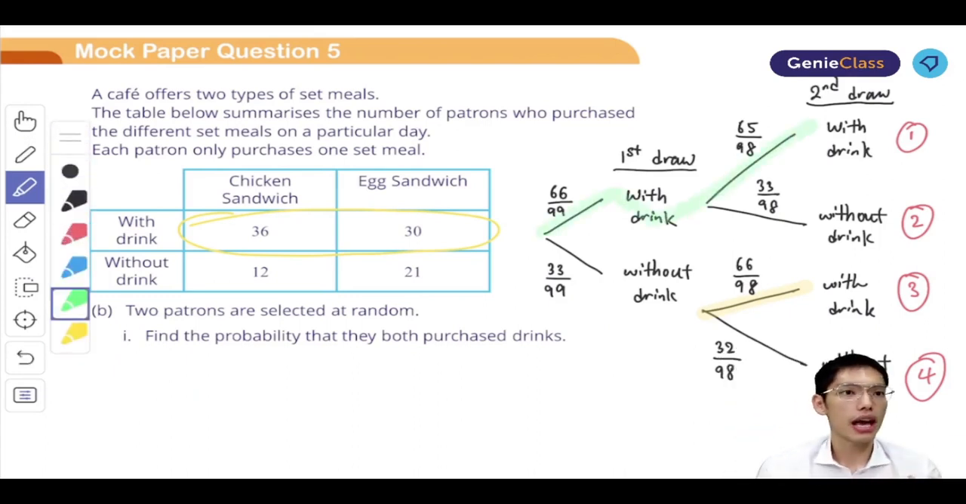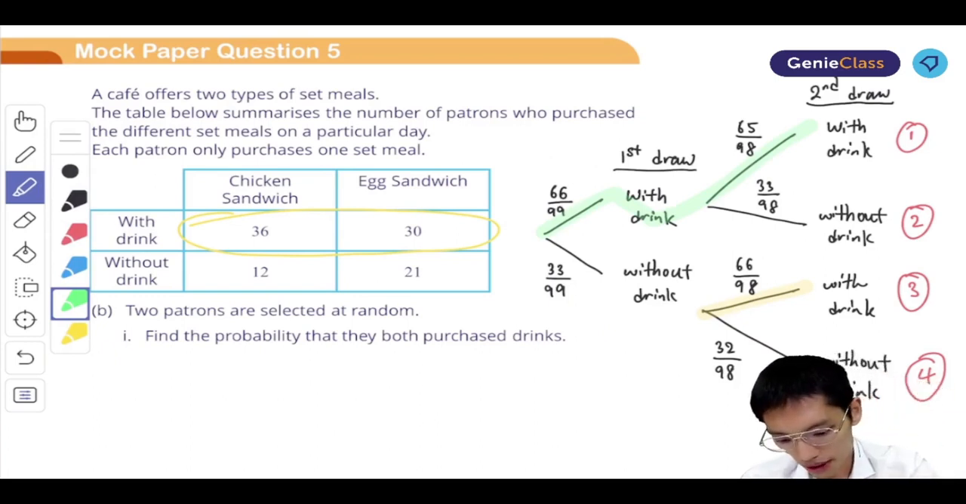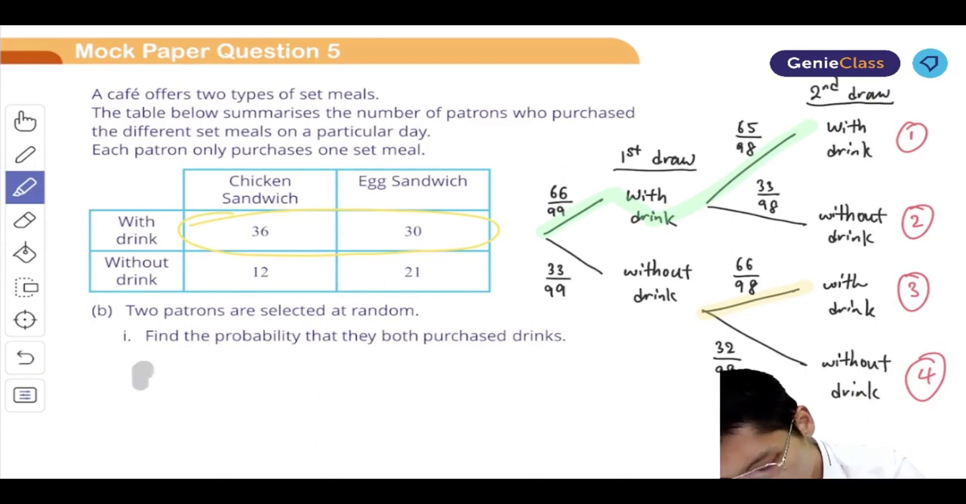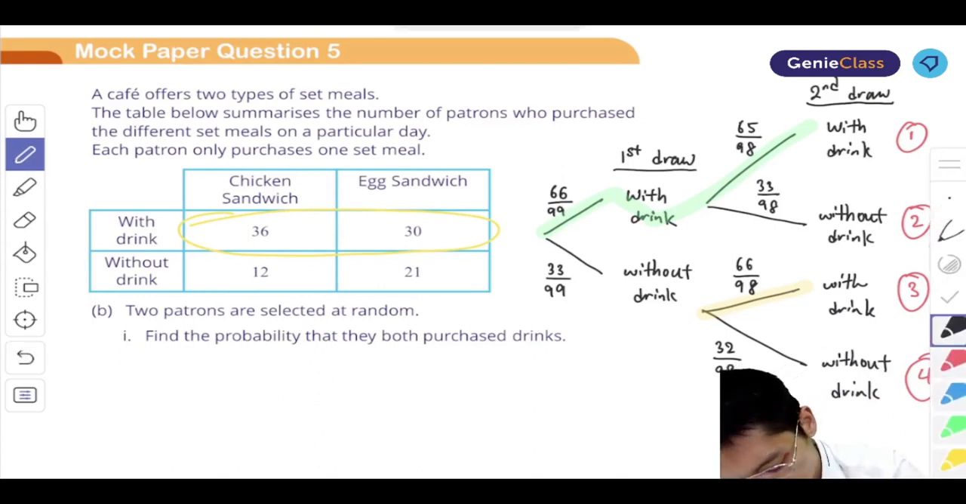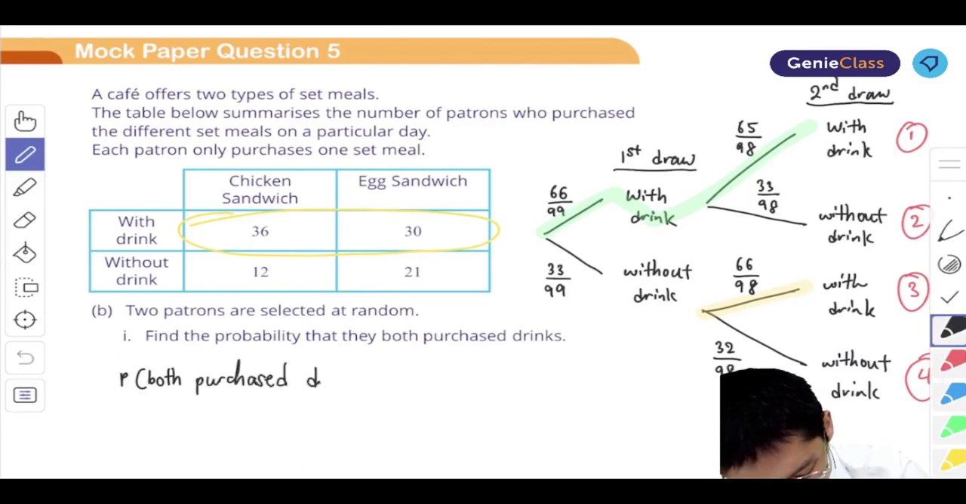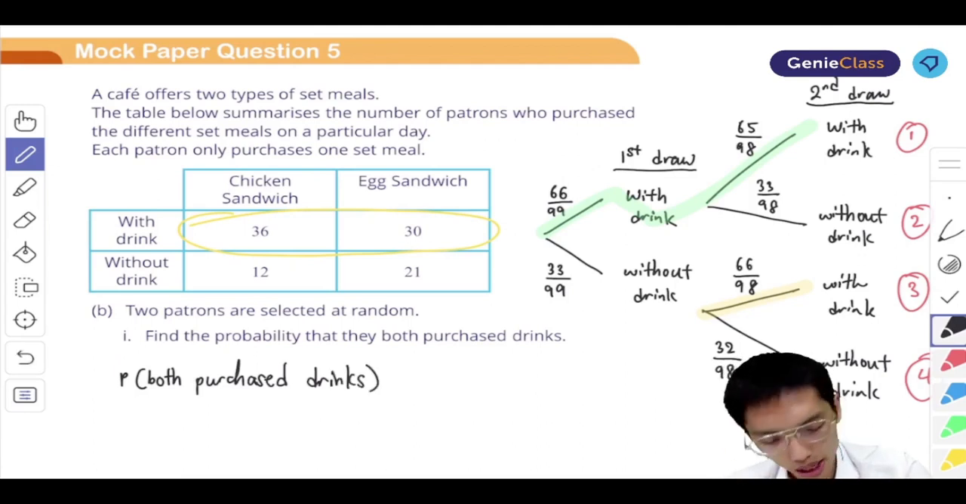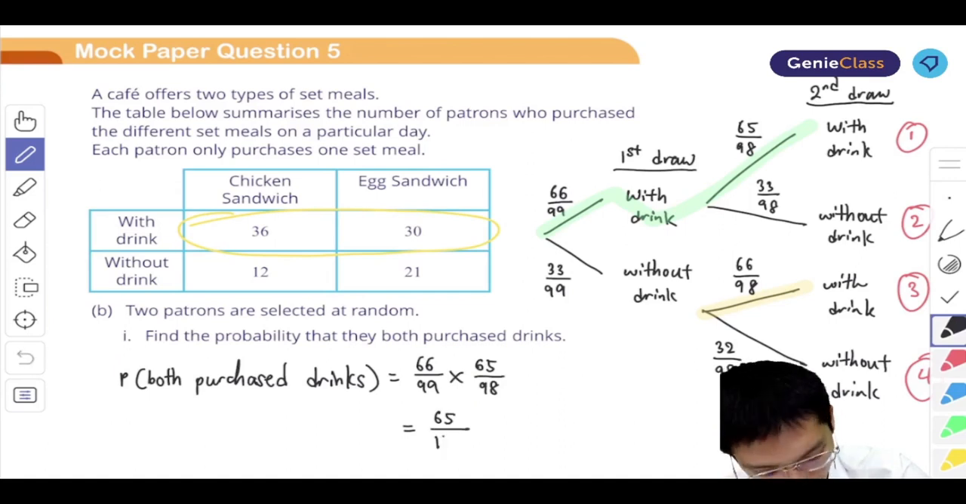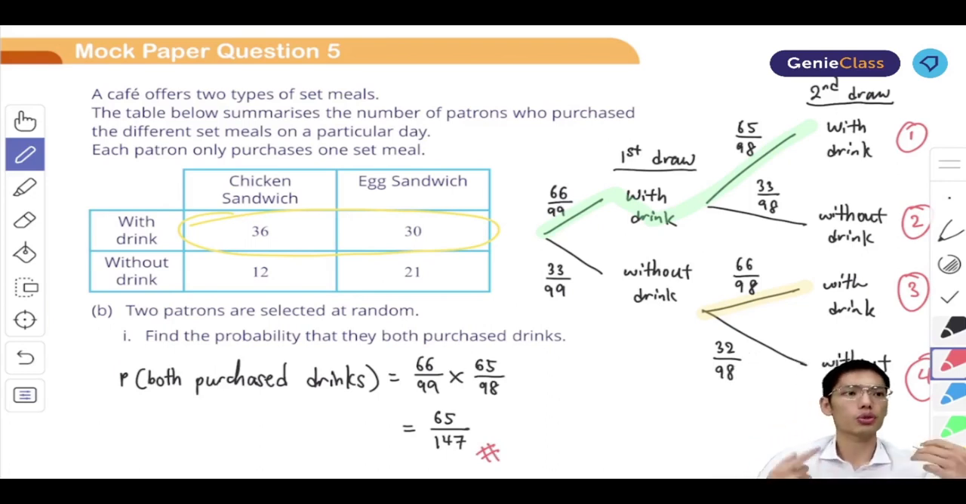So, first branch. And yes, it's correct, but remember to simplify, because our answer will be for both to purchase drinks. Can you all take a screenshot of this particular tree? No, the screenshot won't help, never mind. It's 66 over 99 times 65 over 98. Multiply together, simplify, I get 65 over 147. So a tree diagram will definitely help when we do such questions.